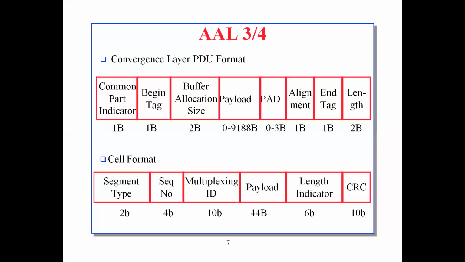Next, alignment. The 1-byte alignment field is included to make the rest of the trailer 4 bytes long. Next, end tag. The 1-byte end tag field serves as an ending tag. Its value is the same as that of the beginning tag. The last is length. The 2-byte length field indicates the length of the data unit.